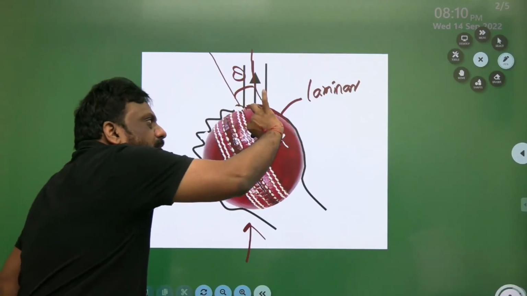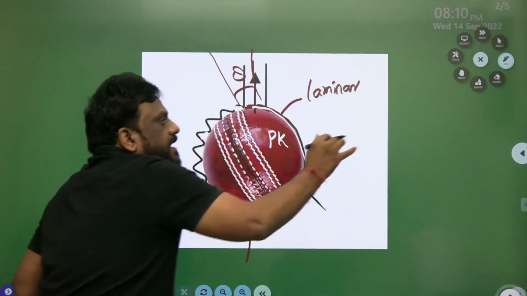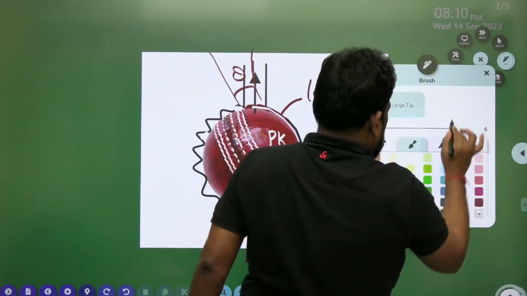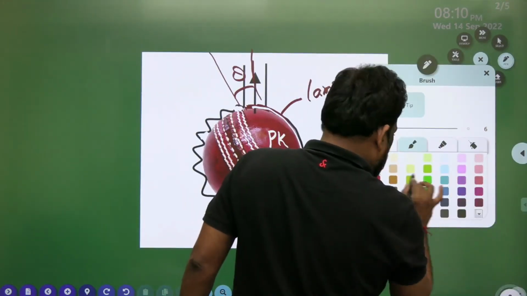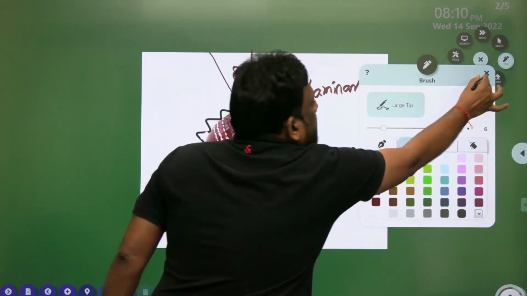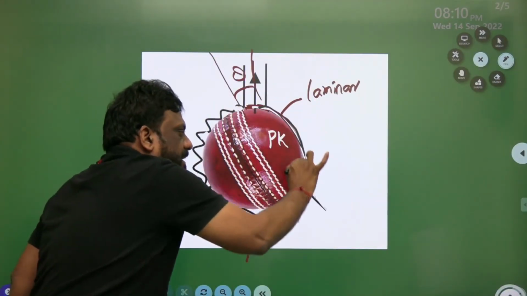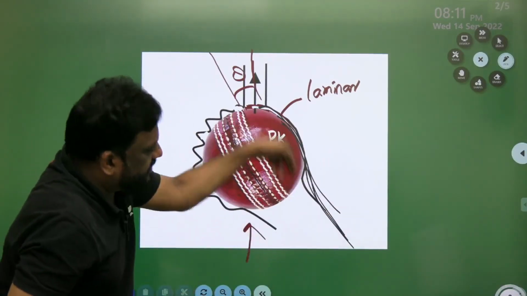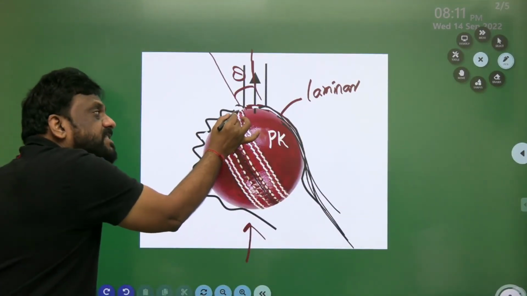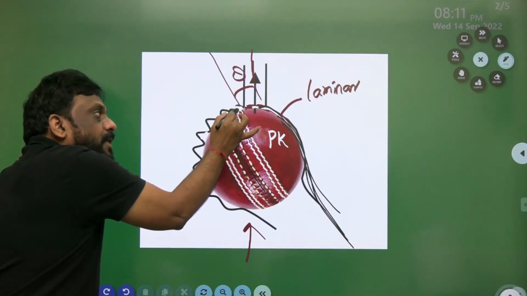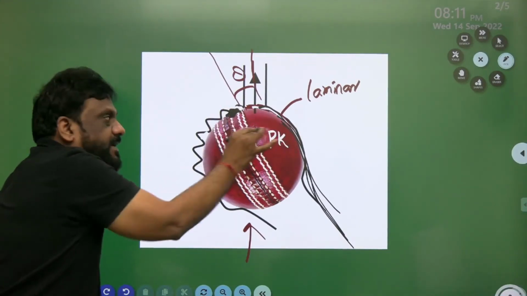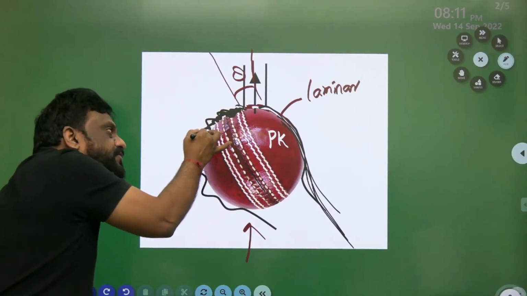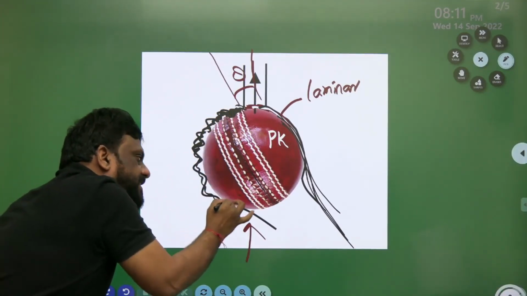Now, a laminar boundary layer separates easily. But due to these stitchings, due to this seam, the flow becomes turbulent. It's not symmetric. And you know, a turbulent boundary layer sticks for a longer time. That's why it is sticking for a longer time.